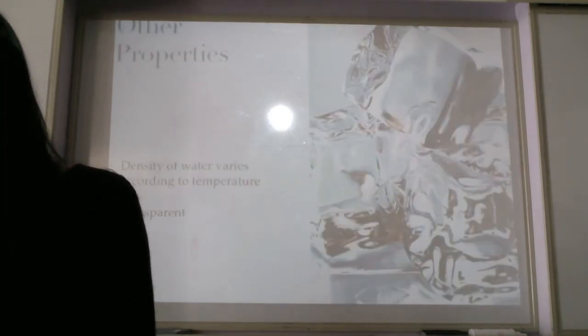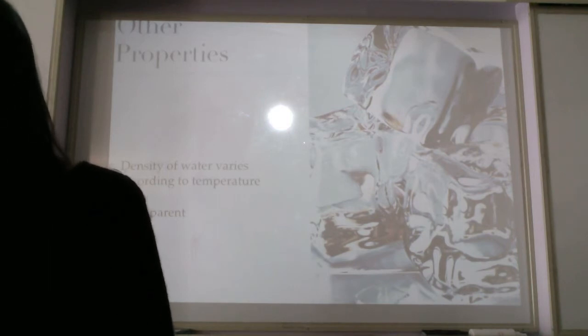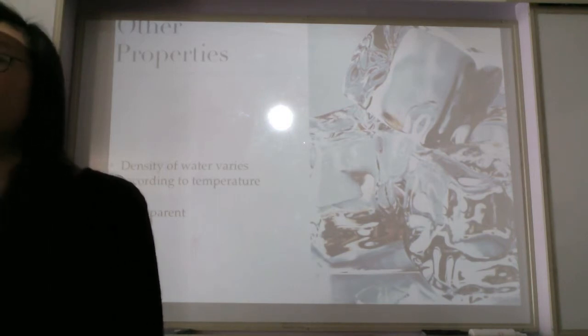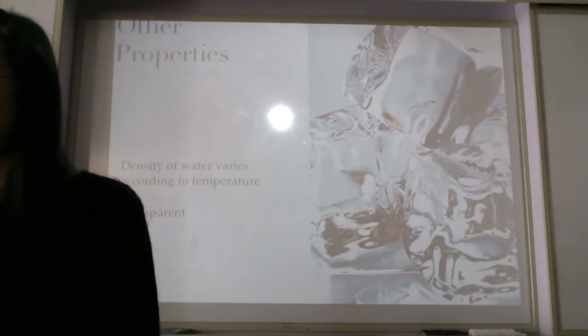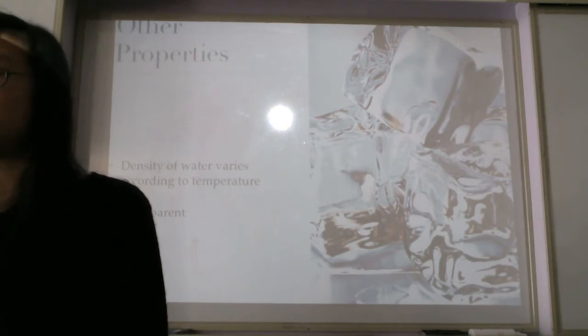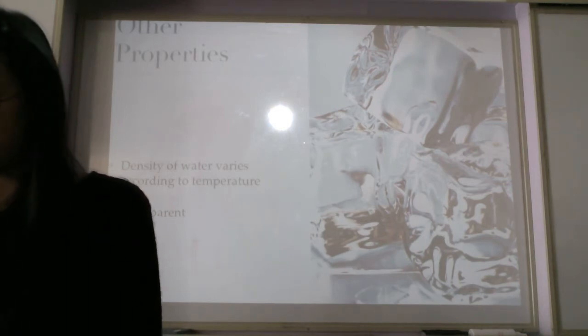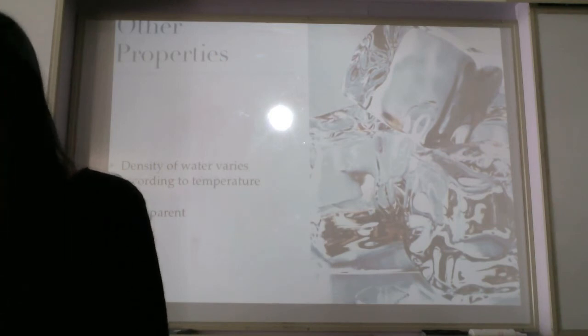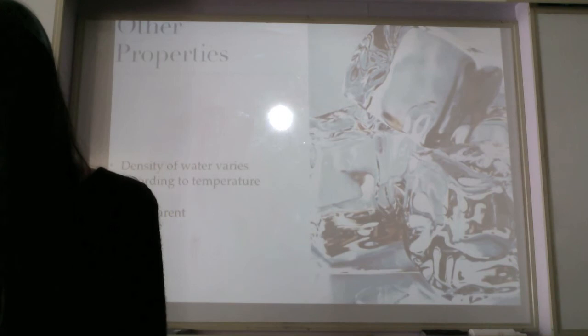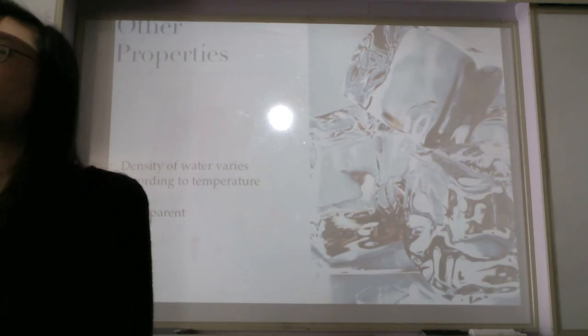The other properties of water. The density of water varies according to temperature. Unlike most other liquids in which their solid forms are denser than the liquid forms, ice has a lower density compared to water. Water is also transparent, which is advantageous for predators in the water.